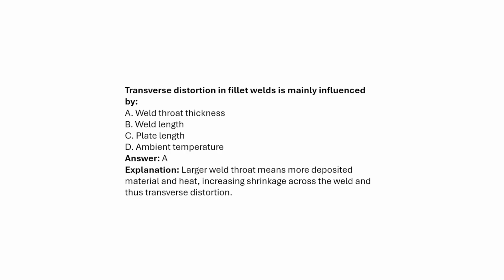The transverse distortion in the fillet weld is mainly influenced by weld throat thickness, weld length, plate length, and ambient temperature. So the answer will be weld throat thickness. A larger weld throat means more deposited material and heat, which increases the shrinking across the weld, thus increasing transverse distortion.